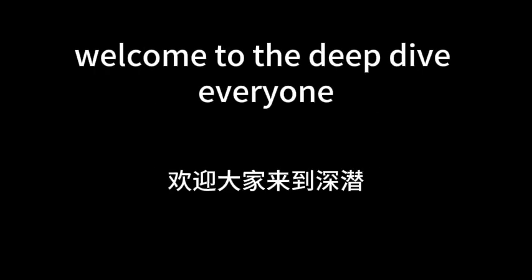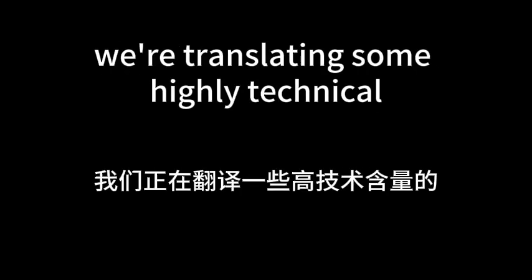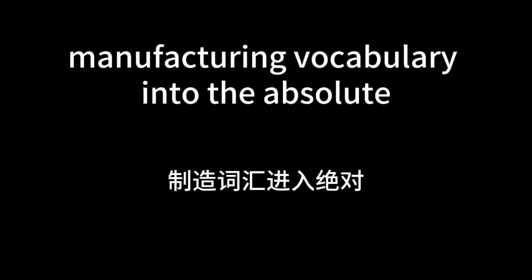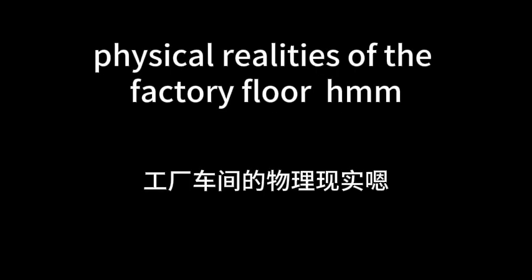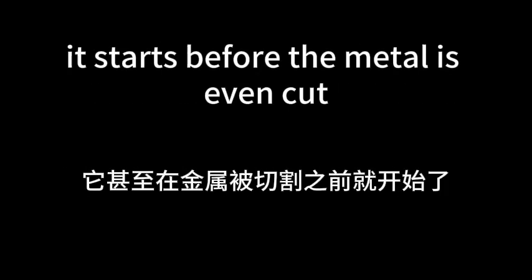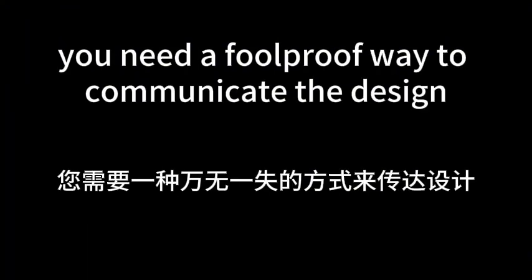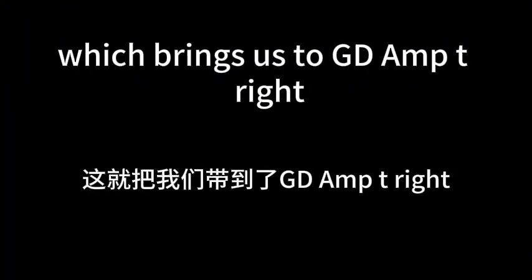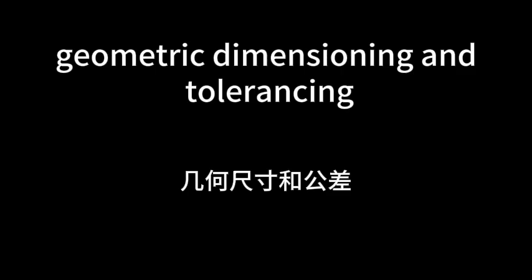Welcome to the deep dive, everyone. We're translating some highly technical manufacturing vocabulary into the absolute physical realities of the factory floor. Because how do you prevent those catastrophic failures? Well, it starts before the metal is even cut. You need a foolproof way to communicate the design, which brings us to GD&T. Right, geometric dimensioning and tolerancing.